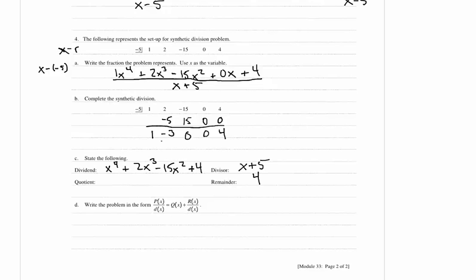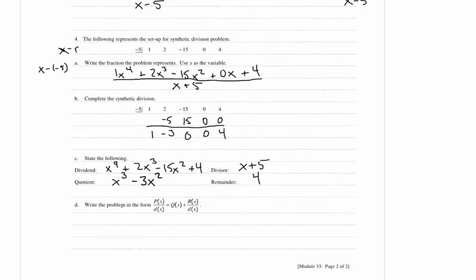And our quotient is going to be, if 4 is our remainder, then our first 0 from the right has 0 factors of x. This would have 1 factor of x, the second 0. So we have negative 3 has 2 factors of x, and 1 has 3 factors of x. So we have x cubed minus 3x squared.